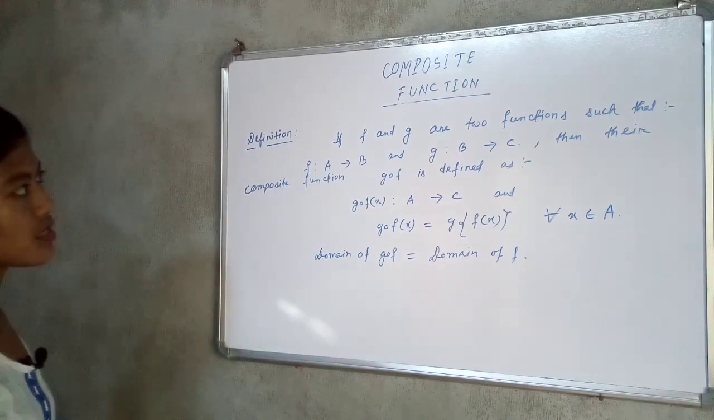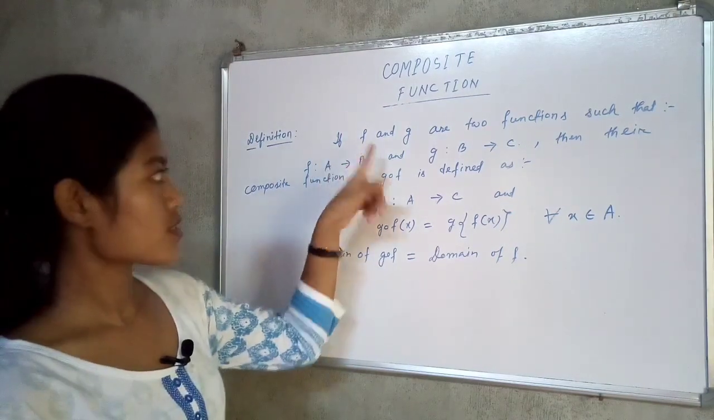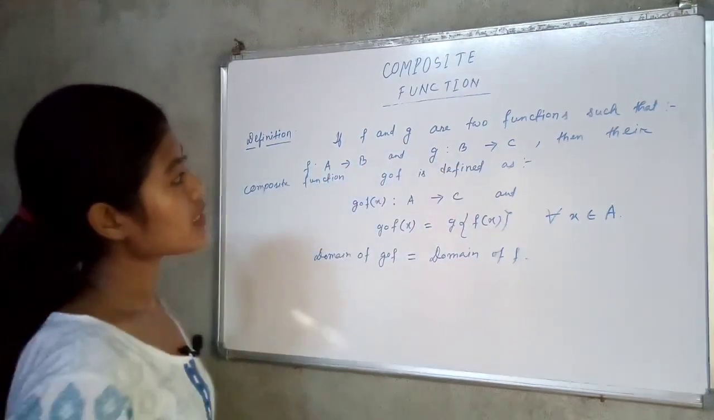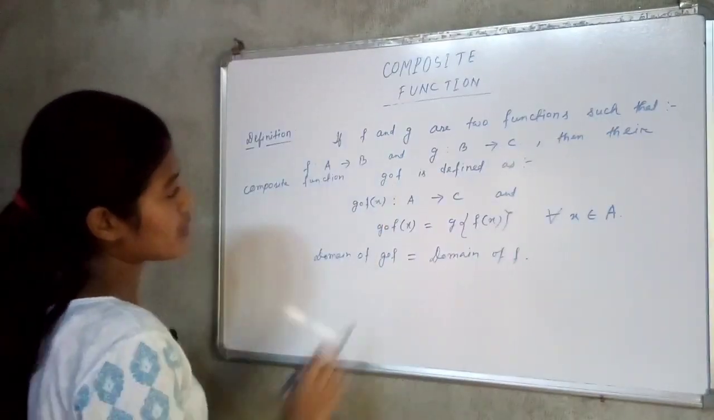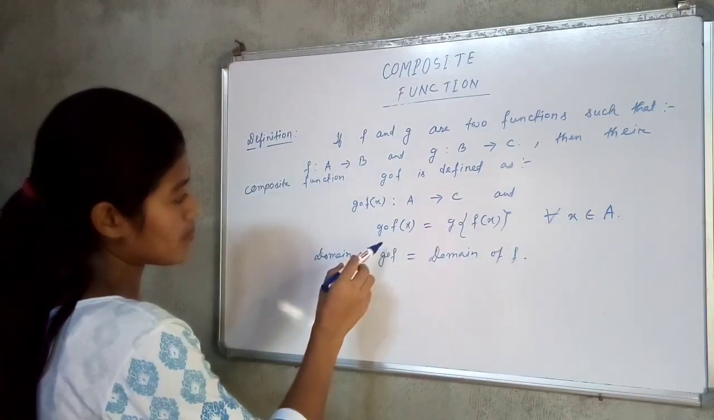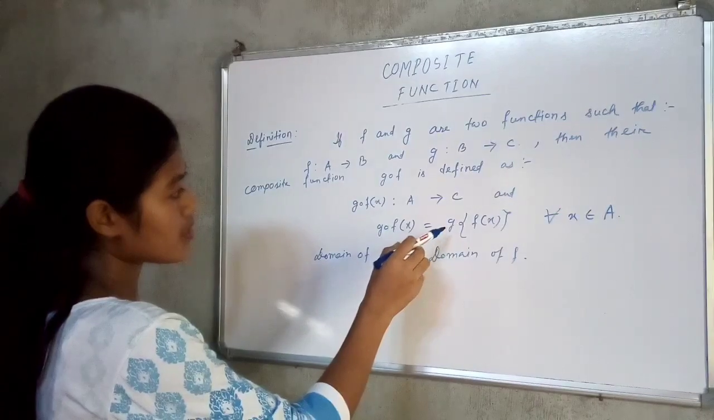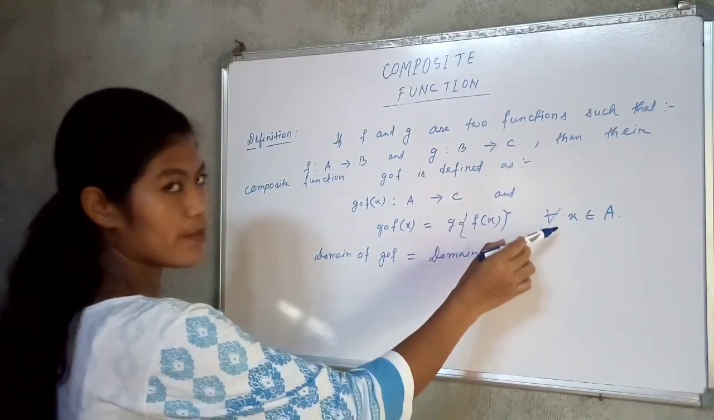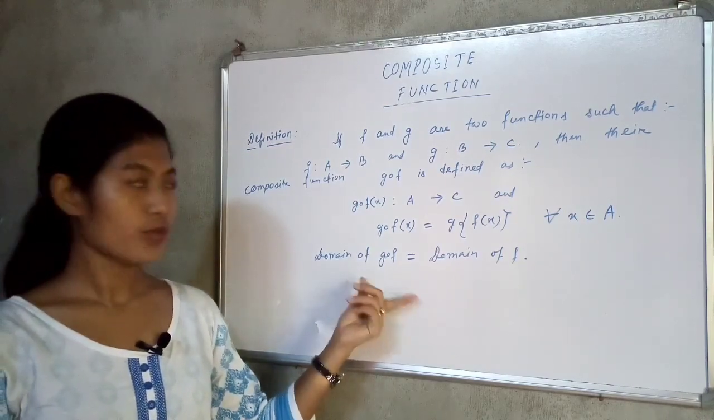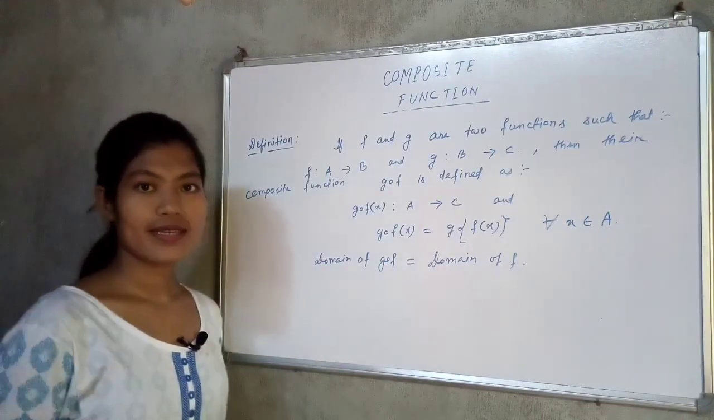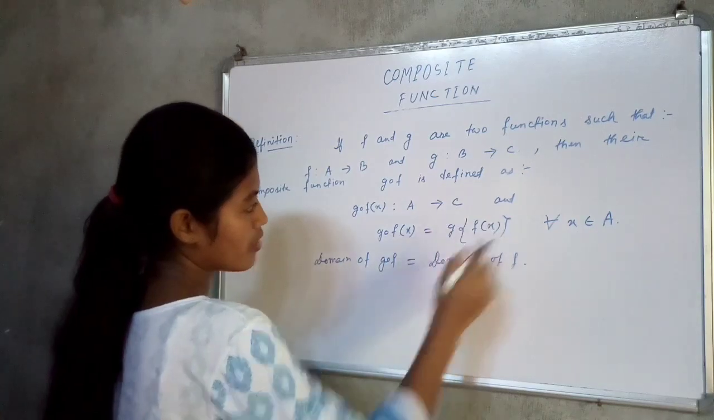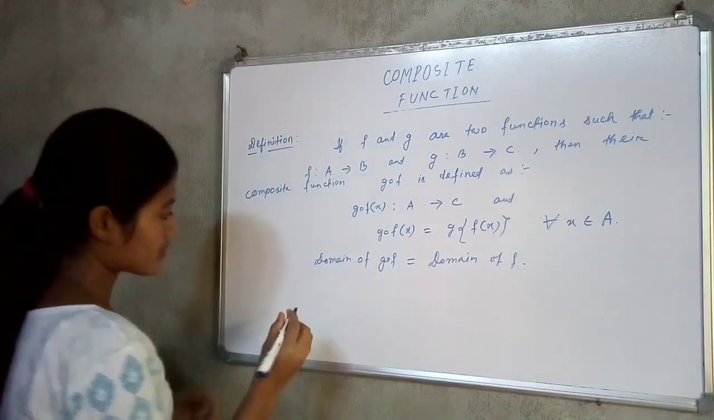So here this is the definition. Whenever we take two functions f and g, f goes from A to B and g goes from B to C, then their composite function g∘f is defined as a function from A to C, and we have (g∘f)(x) = g(f(x)) for all x belonging to A. And the domain of this composite function is nothing but the domain of the first function f. So basically, how does g∘f equal to g(f(x)) come about? I want to show it here with a figure.